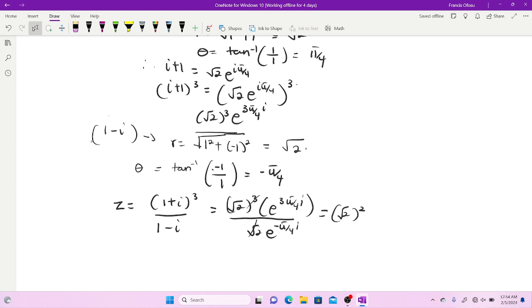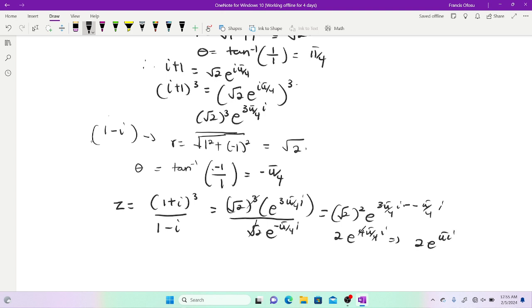Then here, by indices, you will subtract. So e to the power 3 pi on 4 i minus negative pi on 4 i. The square root of 2 squared is the same as 2. Then in this place you get plus. So 3 pi on 4 plus pi on 4 will be 4 pi on 4. So e to the power 4 pi on 4 i. This is the same as 2 e to the power pi i.